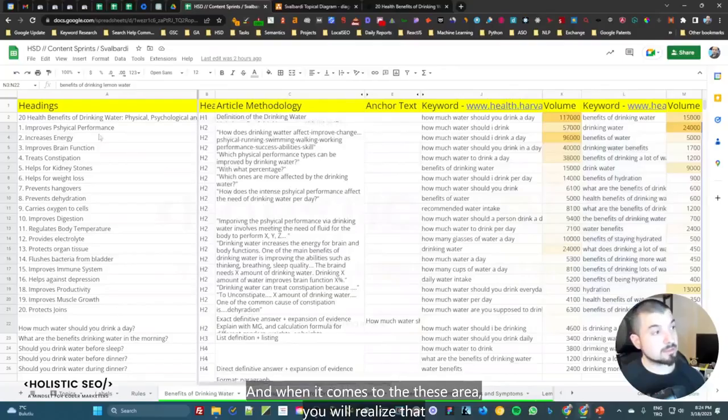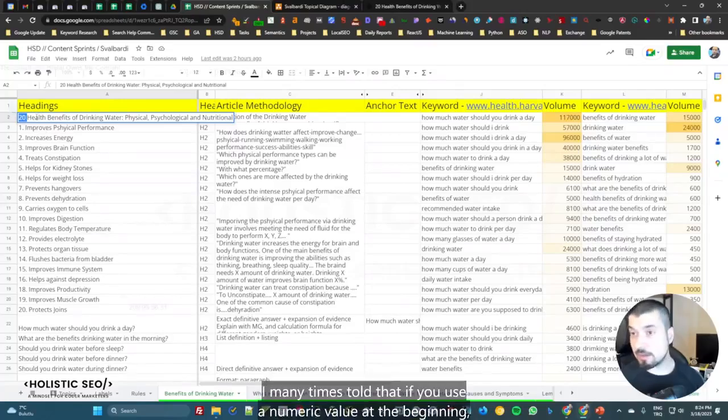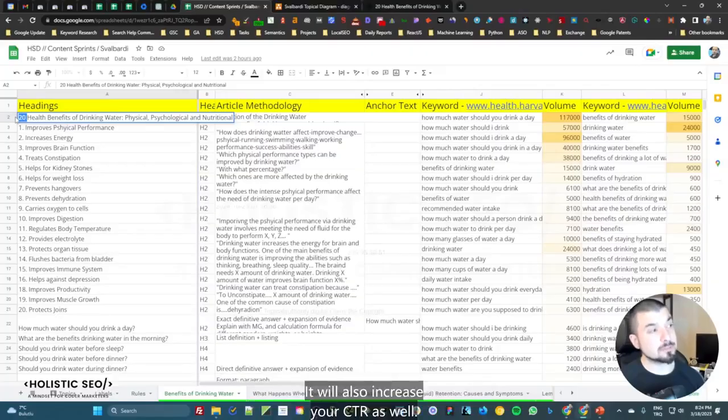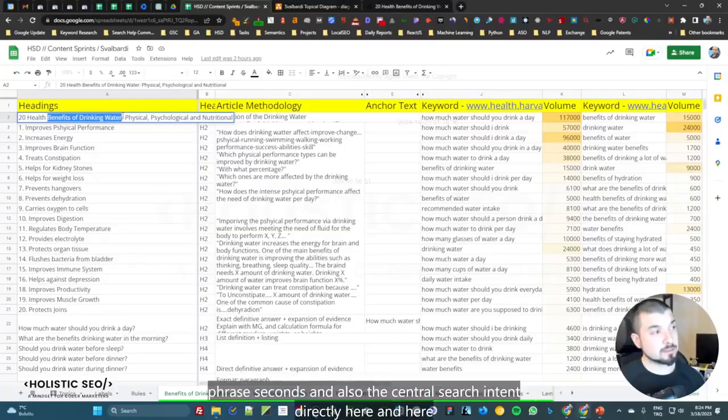And when it comes to this area, you will realize that we use a numeric value. In my case studies, in your free training, I told many times that if you use a numeric value at the beginning of your H1 and the title tags, you will be increasing your rankings. It will also increase your CTR as well. When you look here, we actually have our most important phrase sequence and also the central search intent directly here. And here we have the attribute, the most important attribute of the central entity.